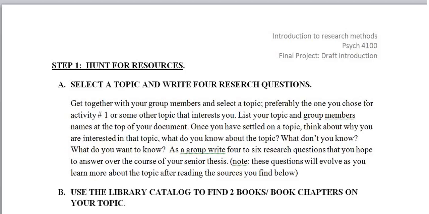Now remember with all of this that we're writing a draft. And so the questions that you settle on now are not necessarily going to be the questions that you end up with at the end of the paper. The topic that you settle on now is going to get more specific as you start reading through articles and learning more about the topic. So the goal here is just to settle on a topic and some research questions so that your group is all starting to look in the same place.